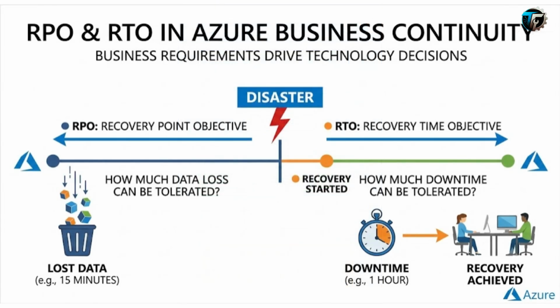Remember RPO and RTO from our Azure Backup episode? They become even more important here. RPO asks, how much data can we afford to lose? RTO asks, how quickly must the application be available again? Suppose the business says, our RPO is 15 minutes and our RTO is 1 hour. That immediately influences our disaster recovery architecture. These are business requirements first, and technology decisions second.